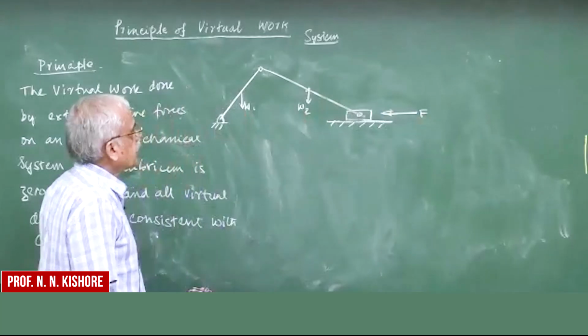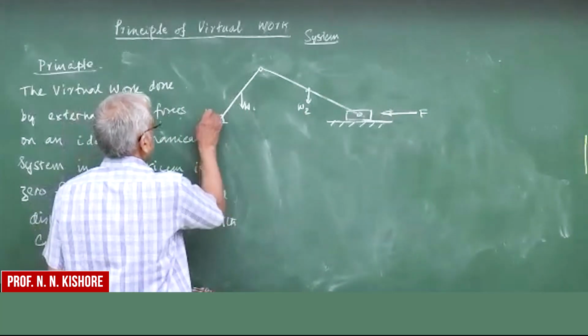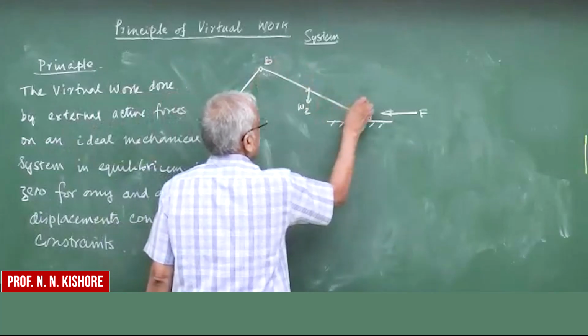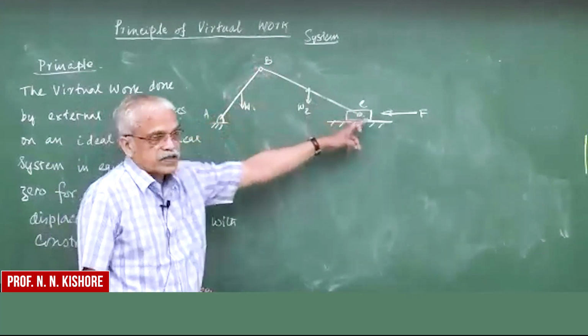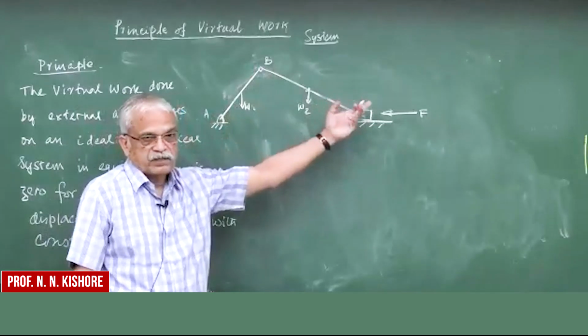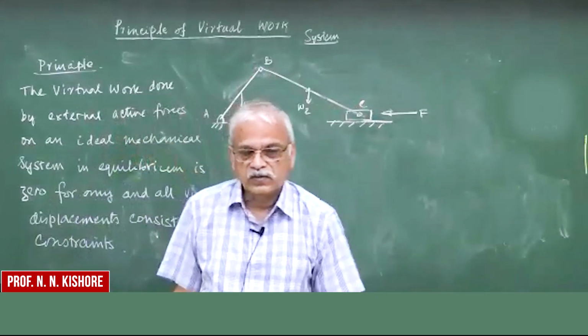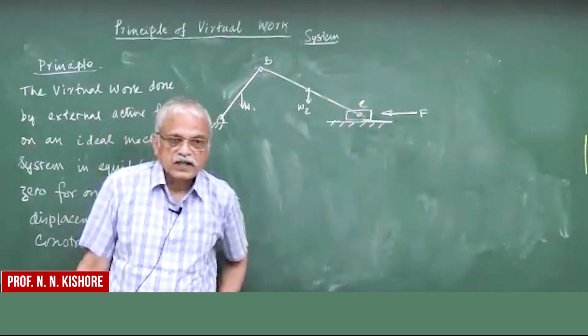So we have a simple crank and connecting rod mechanism. This is called AB, a crank, this is a connecting rod, and this is a piston or a slider. You see this very often in our mechanical systems.